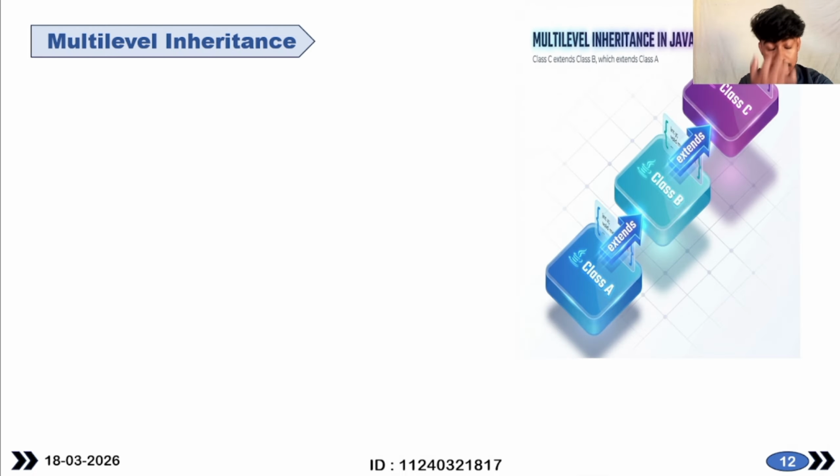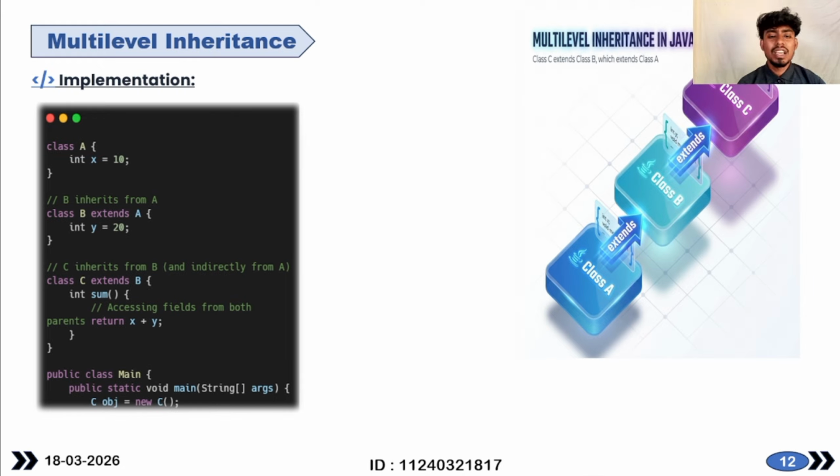Now, multilevel inheritance. As you can see in the diagram, this creates a chain. Class C inherits from B and B inherits from A. This means class C effectively has access to the features of both class B and class A. It's like a grandfather, father and son relationship, where each has its own implementation and code.